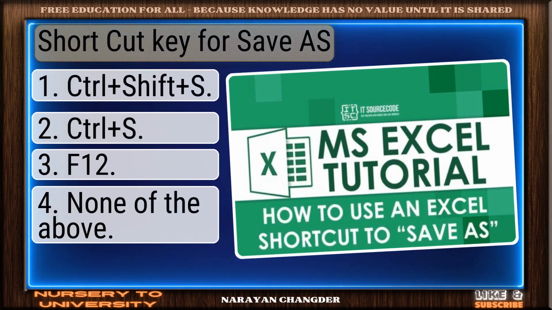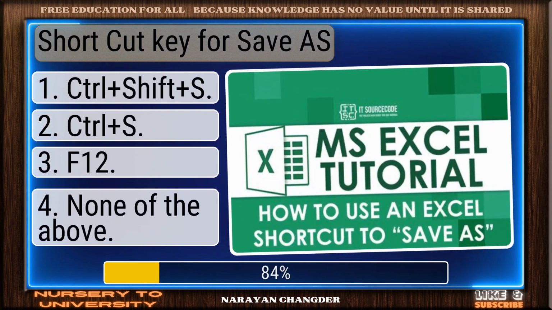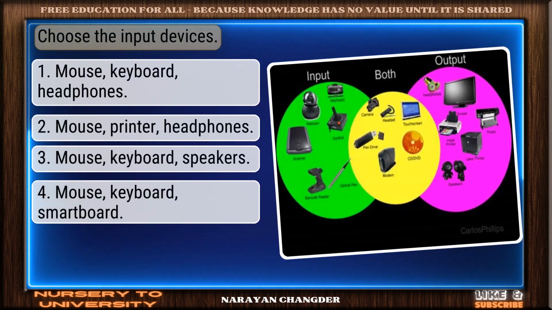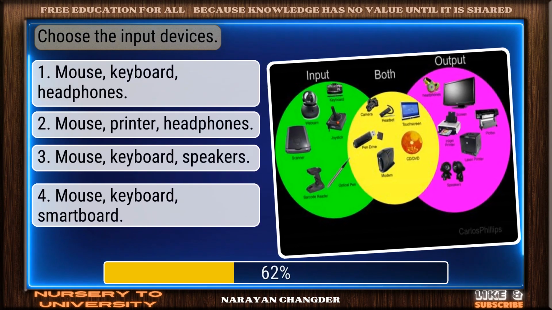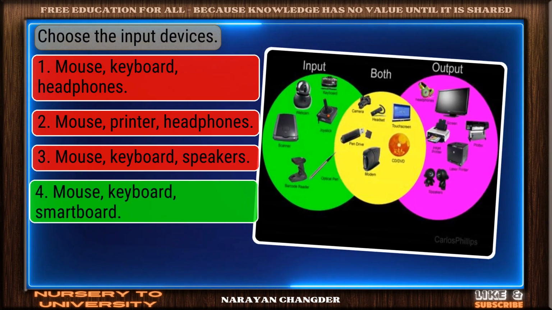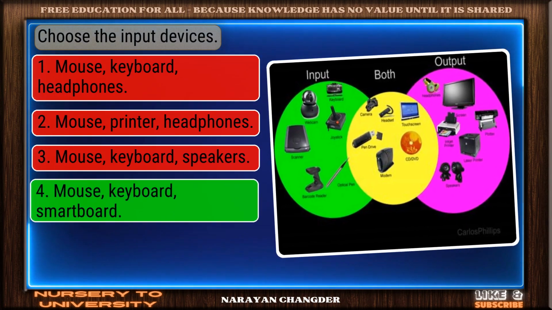Shortcut key for save as. You chose 12 and it is correct. Choose the input devices. Strong choice. Mouse, keyboard, smartboard is the right answer.